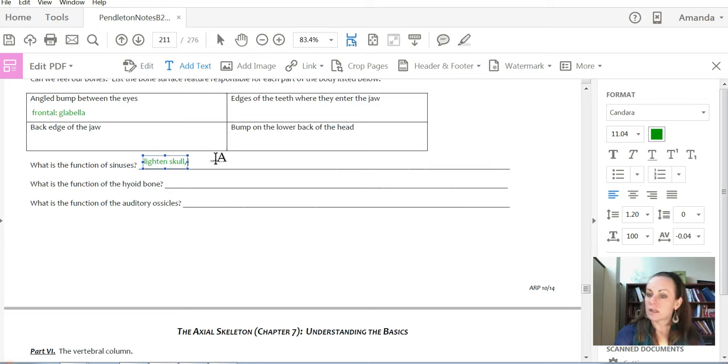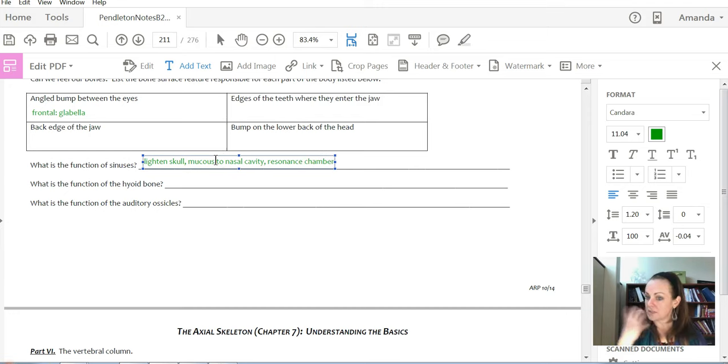Okay, and they're actually lined with mucous membranes, so they're going to send mucus to the nasal cavity. Okay, mucus is important for trapping foreign objects, debris. It also helps warm and humidify air that you breathe in before it goes down into the lungs. If that air is too cold, then it can damage some of the lung tissue, and also by humidifying it, it prevents loss of water from that delicate lung tissue.